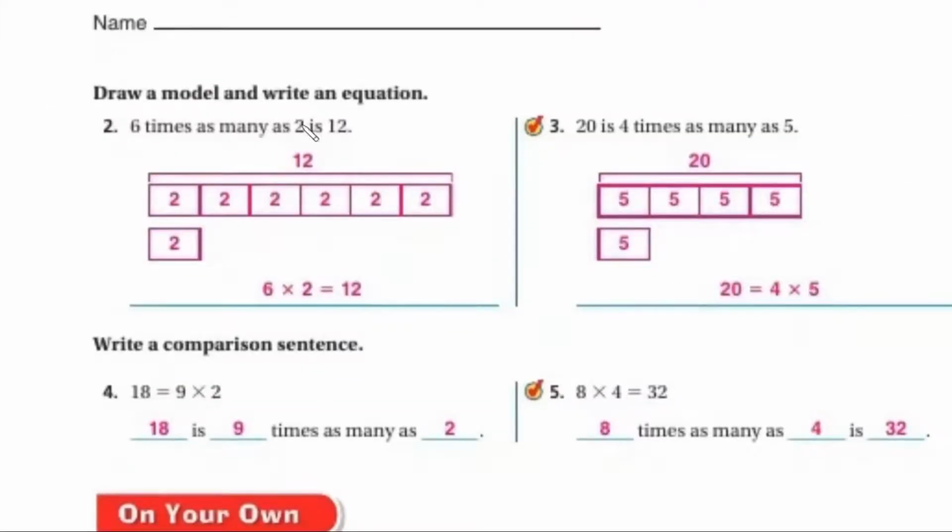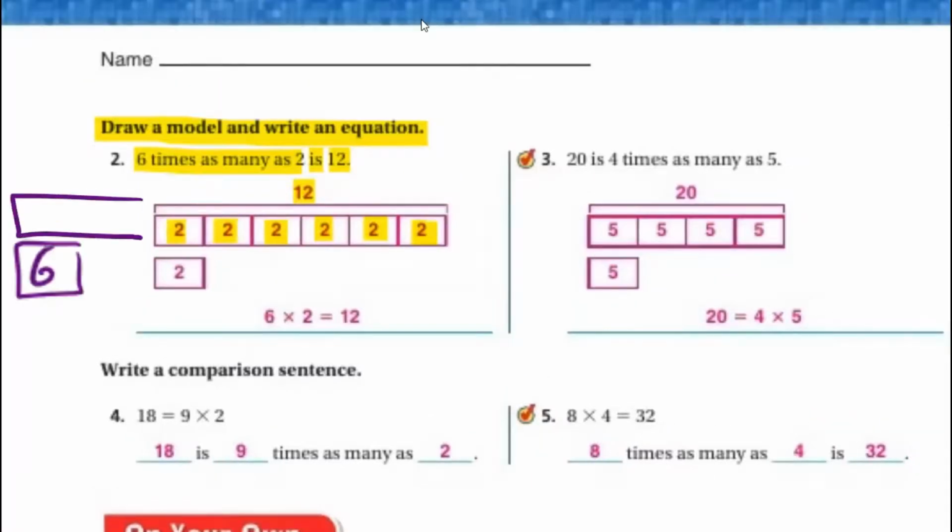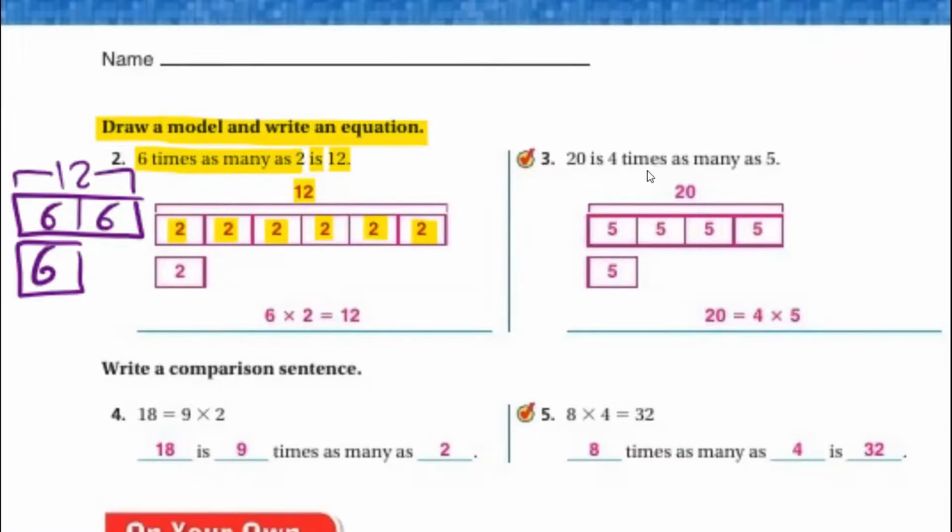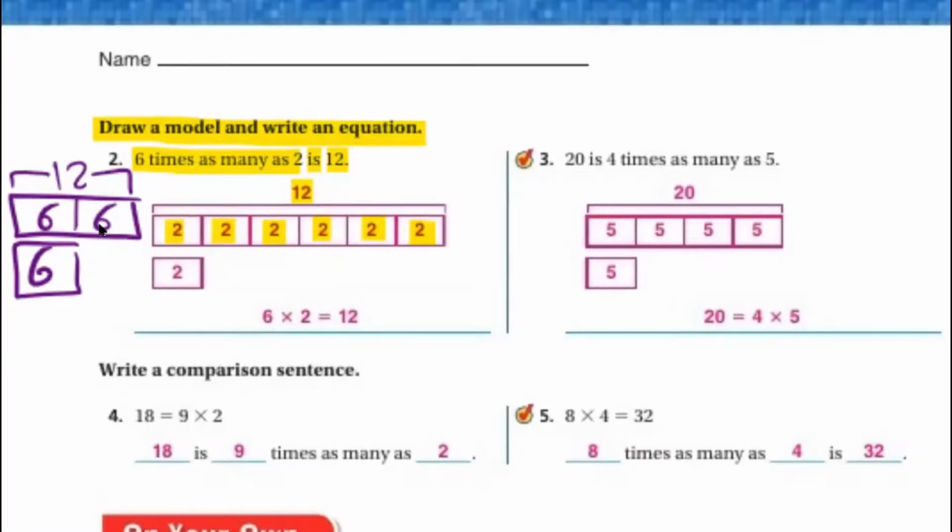Okay, guys, let's continue. Let's draw a model and write an equation here. 6 times as many as 2 is 12. Okay, we can model it in two different ways. The first way, as you see here, repeat 2 6 times. So we have 1, 2, 3, 4, 5, 6 blocks of 2. It will be 12. Okay, 2 times like that, and it will be 12. Okay, guys, you can model it in both ways.